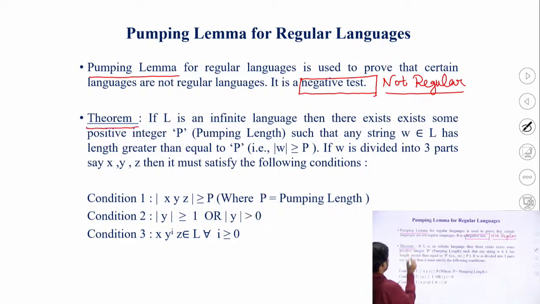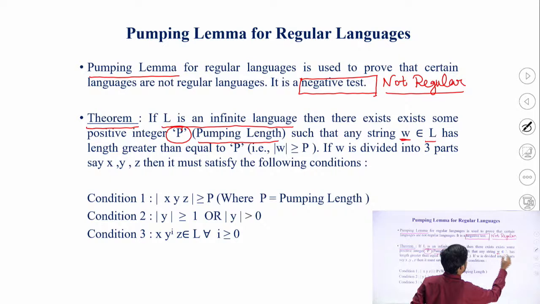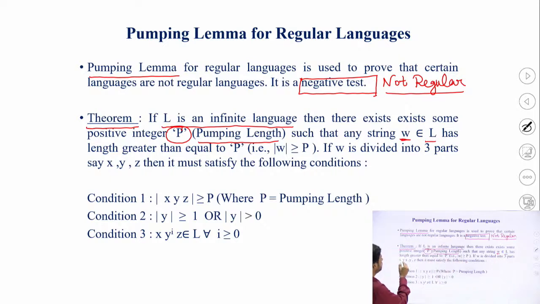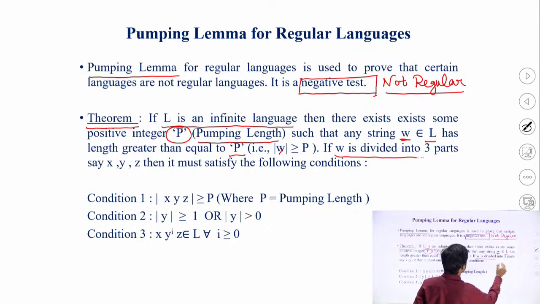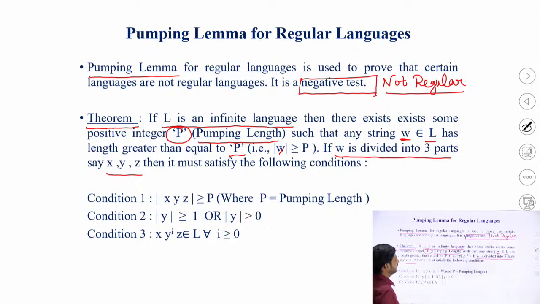So what the theorem says: if L is an infinite language, then there exists some positive integer p, also known as the pumping length, such that any string w belonging to L, with length of w greater than or equal to p, that is, the string belongs to the language and its length is greater than or equal to the pumping length, can be divided into three parts x, y, z, and then it satisfies these three conditions. What does it mean?